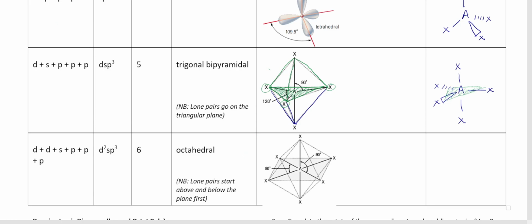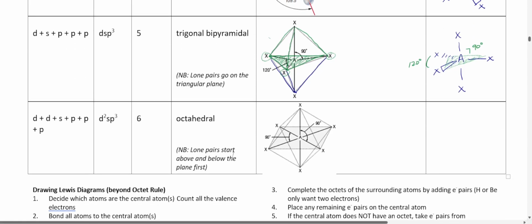You can see that the angles on that trigonal plane are similar to trigonal planar. They're 120 degrees. So this is the formation that's on the trigonal plane right here. This right here is 120 degrees, and this right here is 90 degrees. So these make 90 degrees to the plane, and then on the plane, the atoms make 120 degrees to each other. The next one is octahedral.